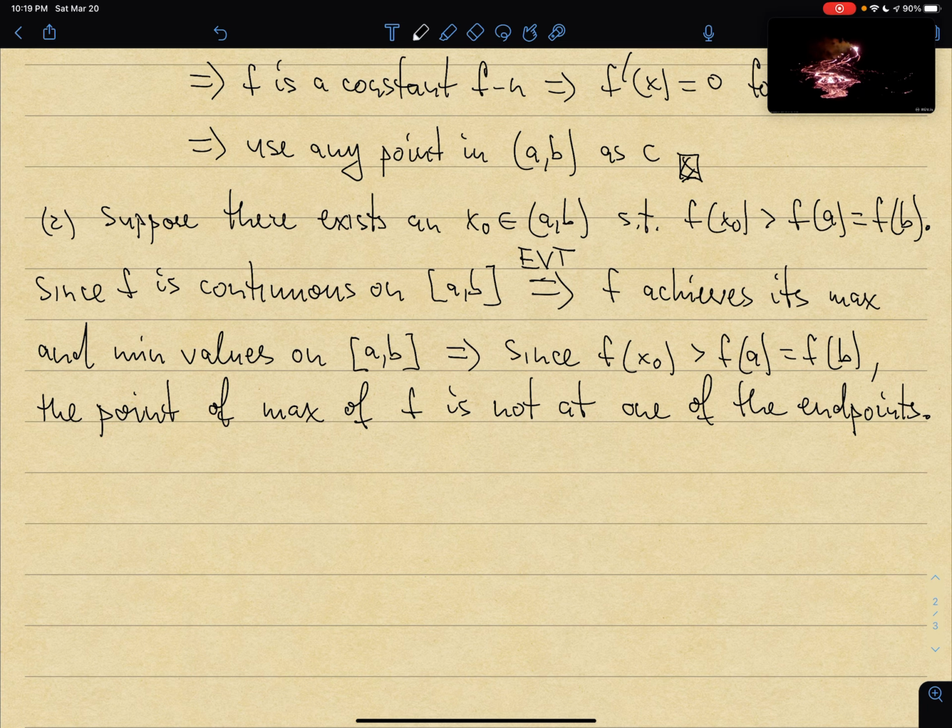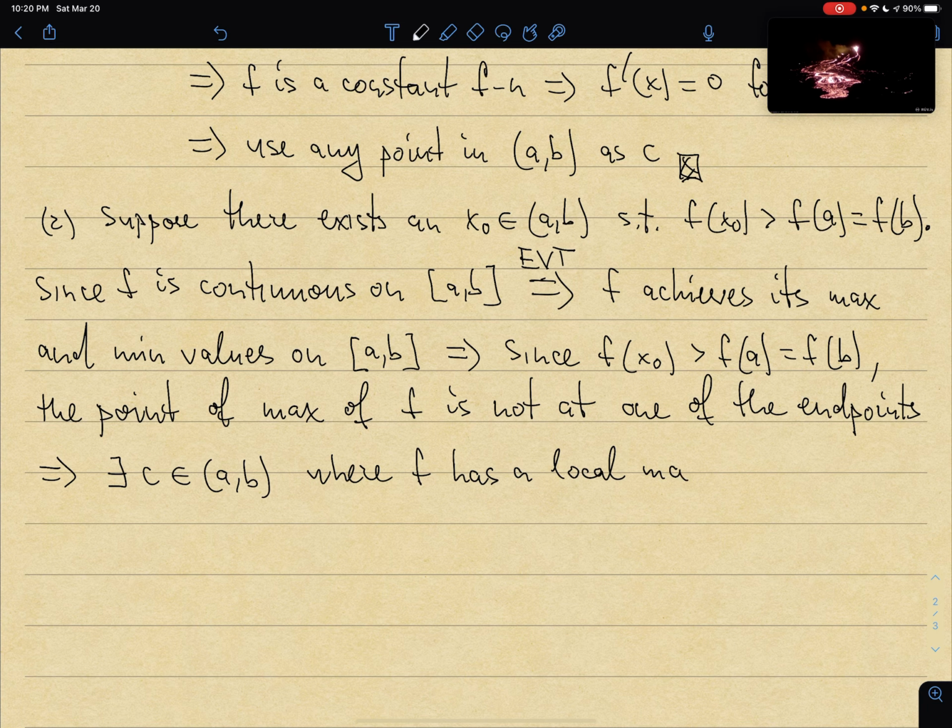And so therefore, there exists a point C inside the open interval AB, where f has a maximum, and if it has a maximum in the interior, then that maximum is also a local maximum, right? Because if my function has a global maximum somewhere, its value dominates values of the function everywhere on the domain, but now because a point is inside, then this absolute maximum or global maximum is actually a local maximum as well. So that's our conclusion.